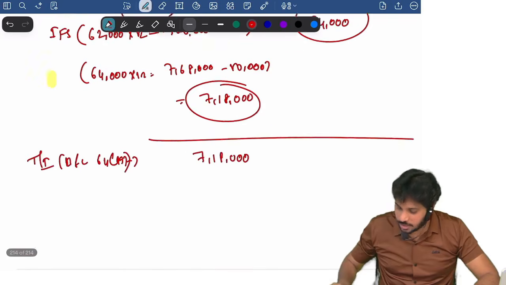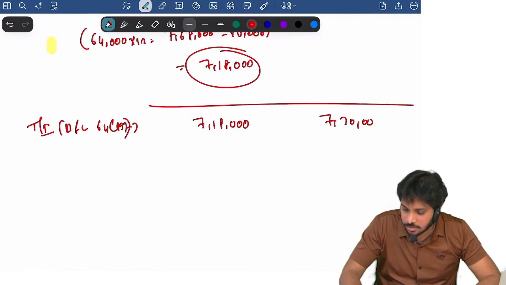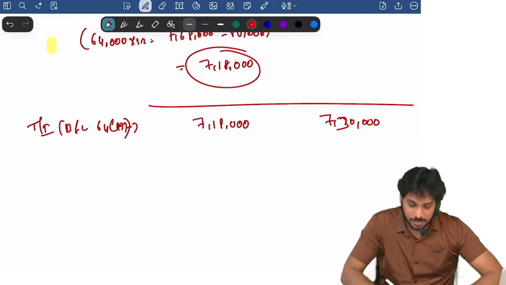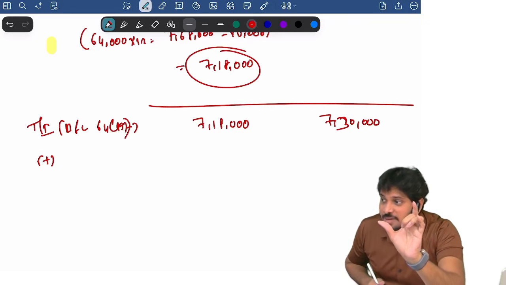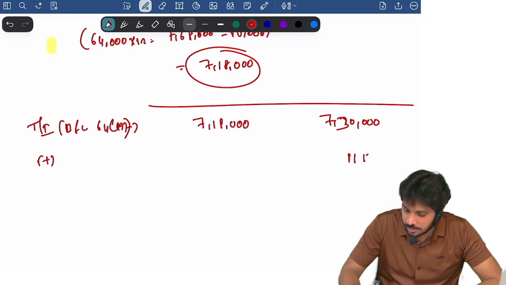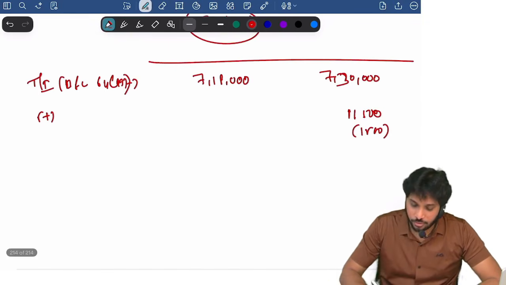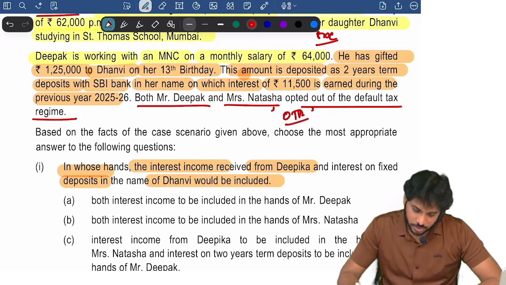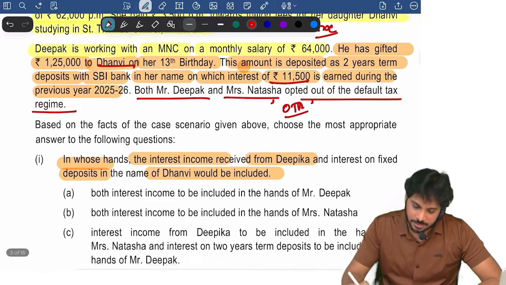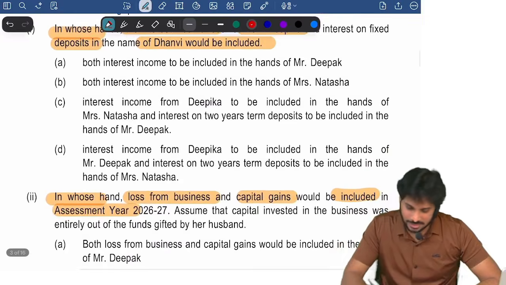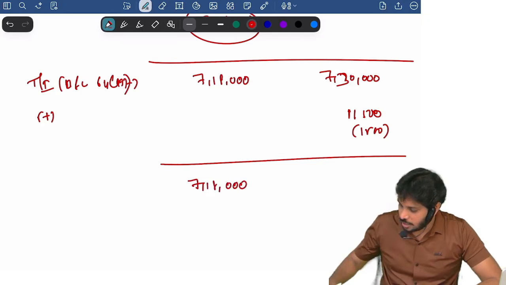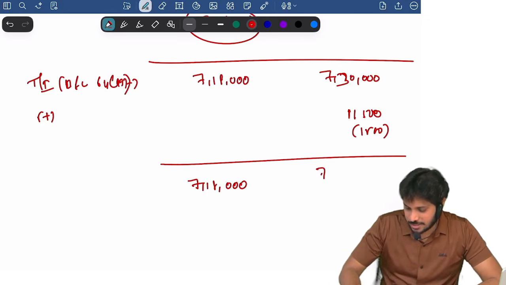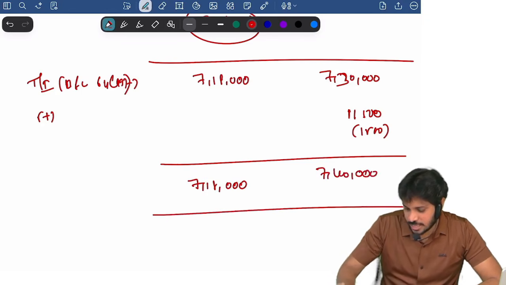How much is Natasha's income? Oh, the mother's income is higher. Mother's income is higher. Therefore, it doesn't matter who gifted. The minor son, how much is the passive income? 11,500. Correct? And under the optional tax regime there is 1,500 exemption. So therefore, Dhanvi's interest income is clubbed in the hands of the mother. Correct? That's it. So therefore, the revised total incomes are 7,18,000 and 7,30,000 plus 10,000, 7,40,000. That's it. The answer is over.